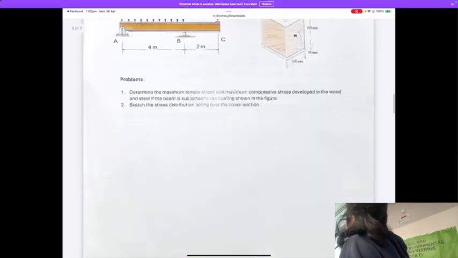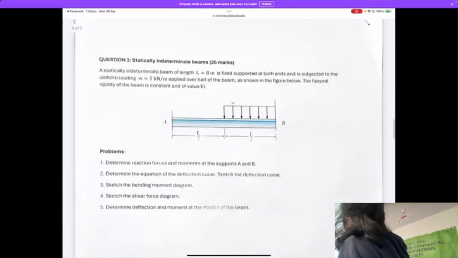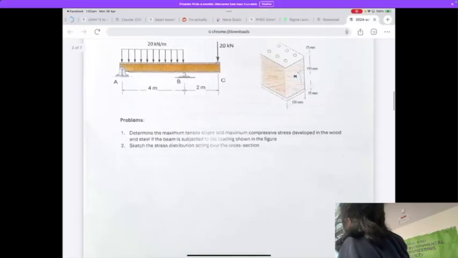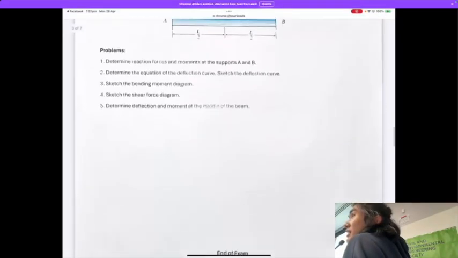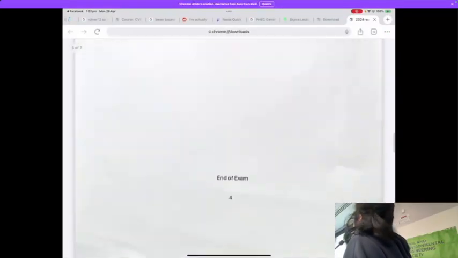But the other two I think are okay. Sorry, this is like the first question we did. This is like the second question we did. It's like the question we did.